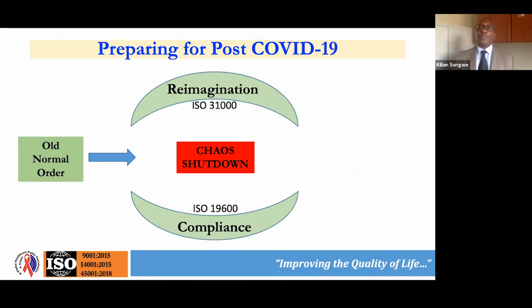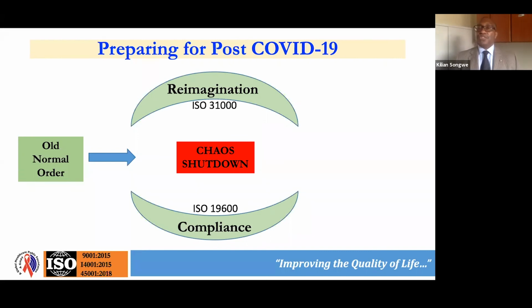There used to be what we call the old normal. Everything was standard and there was an order. But then the pandemic came and now we have to reimagine. For us to be able to reimagine properly, we need to go through ISO 31000 and do risk management. And in that whole place, I call it the chaos shutdown.